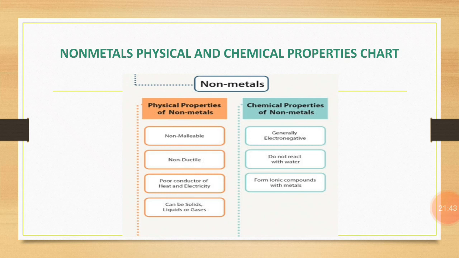Next, they form ionic compounds with metals. So when they react with metals, they generally form an ionic compound. For example, sodium chloride. The formula of sodium chloride is NaCl, in which sodium is a metal and chlorine is a non-metal. So when they react with each other, a compound is formed.